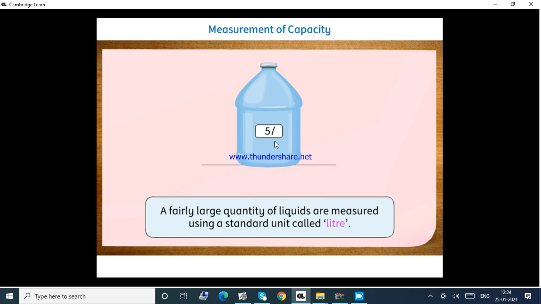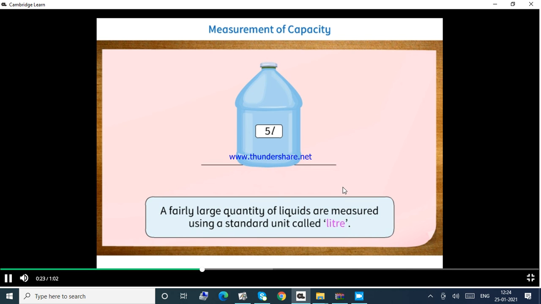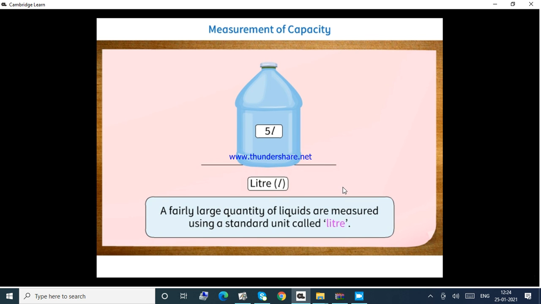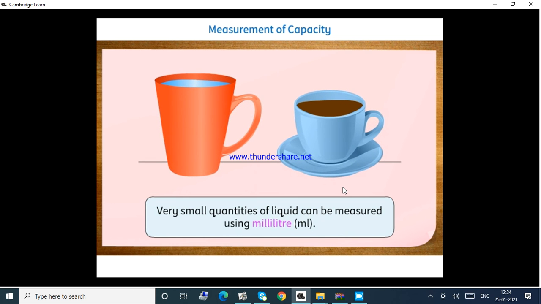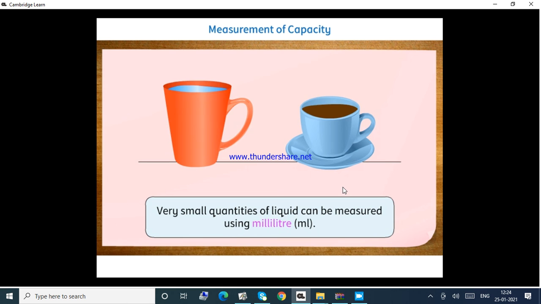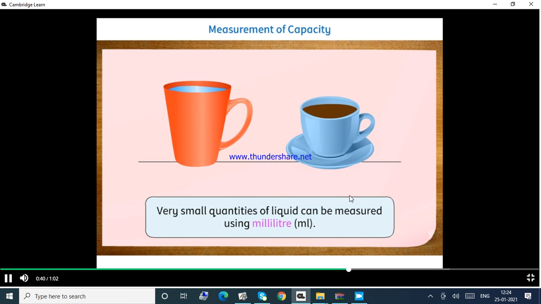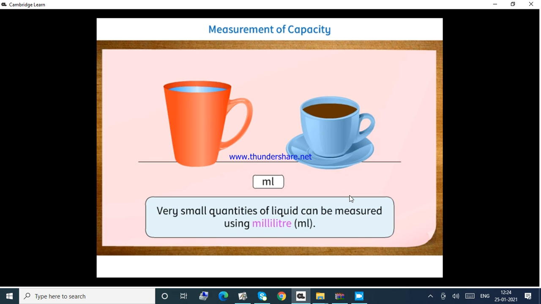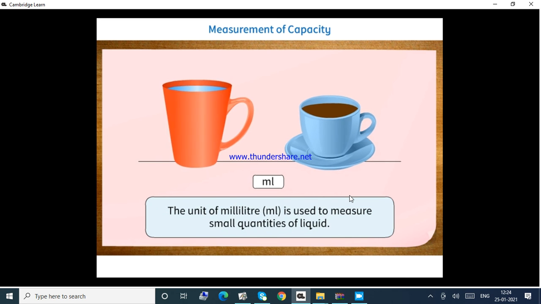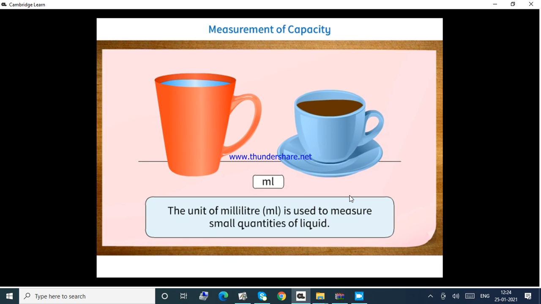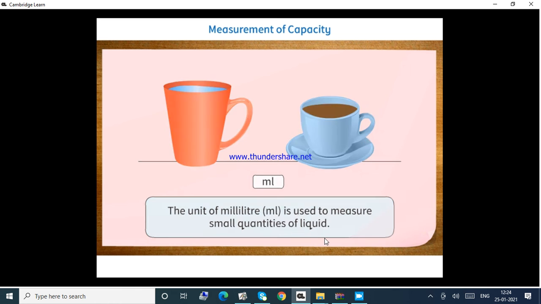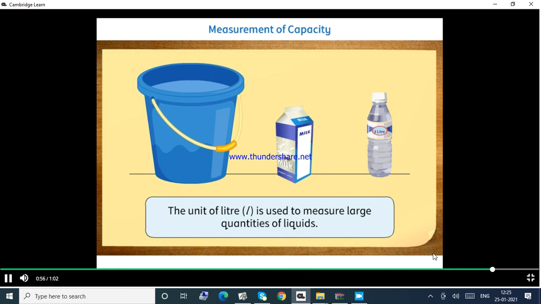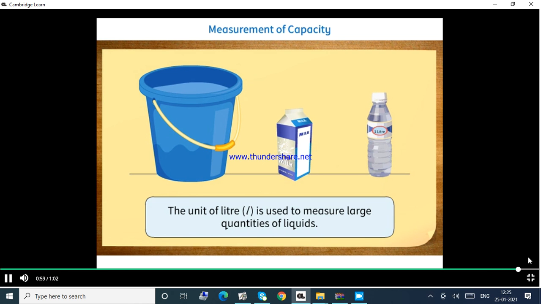Quantities of liquid are measured using the standard unit called liter, which can also be written using the symbol L. Quantities of liquid can also be measured using milliliter, which can be written using the symbol ml. The unit of milliliter is used to measure small quantities of liquid, and the unit of liter is used to measure large quantities of liquid.